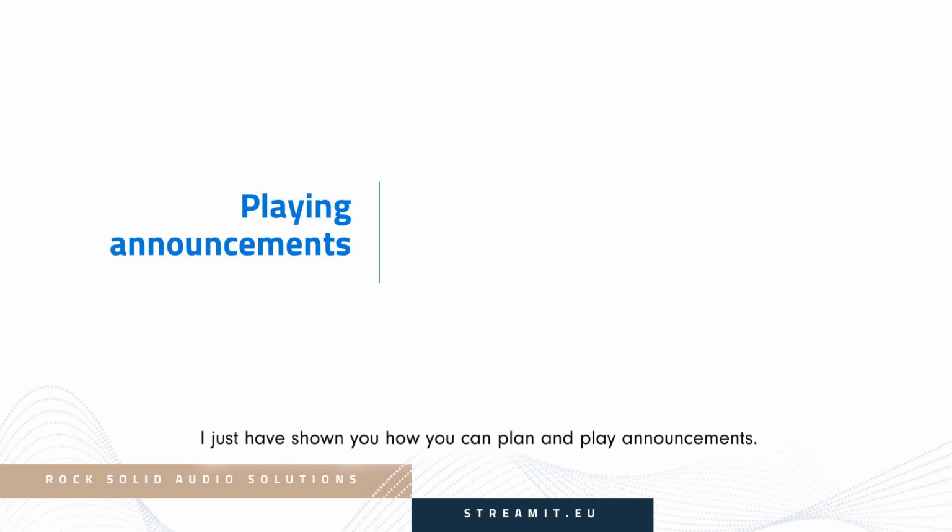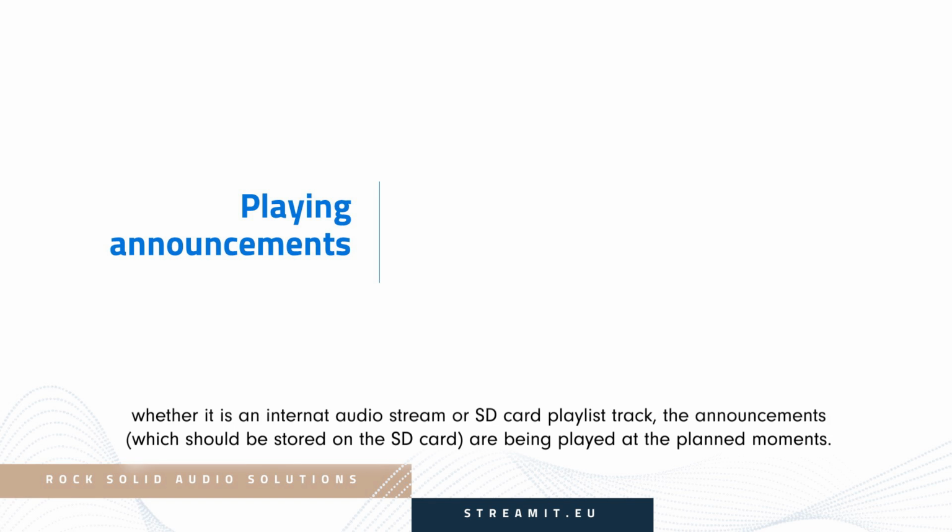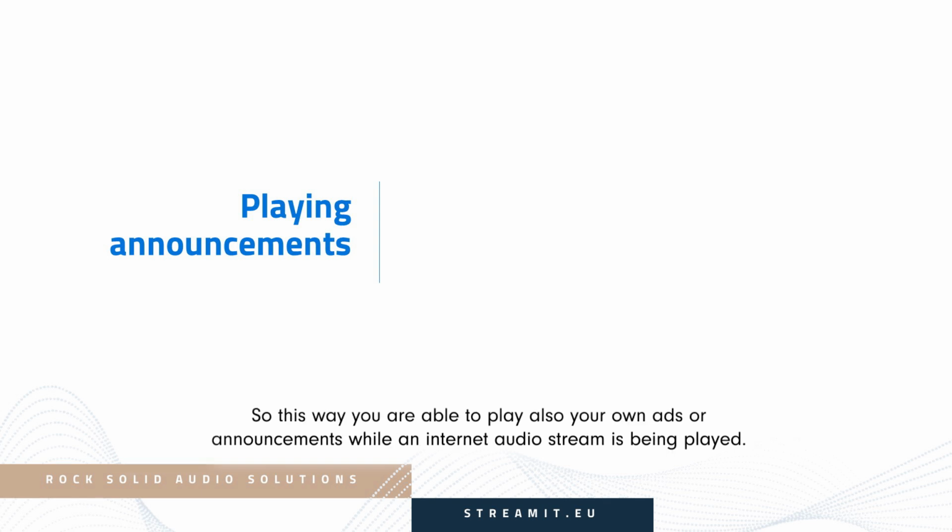I have just shown you how you can plan and play announcements. As you most probably will understand now, it doesn't matter for the task scheduler from which source the music is being played, whether it is an internet audio stream or an SD card playlist track. The announcements, which should be stored on the SD card, are played at the planned moments. So this way you are able to also play your own ads or announcements while an internet audio stream is being played.